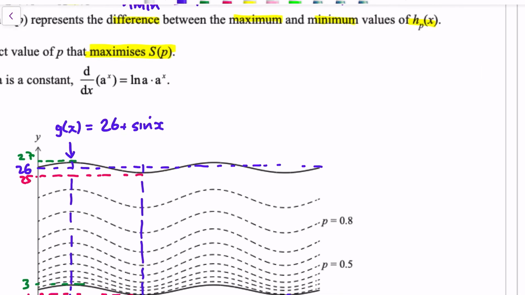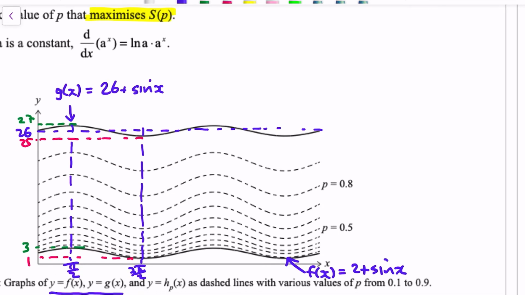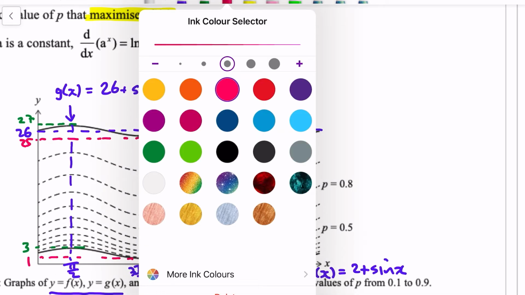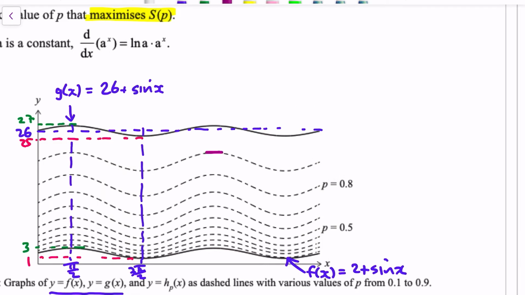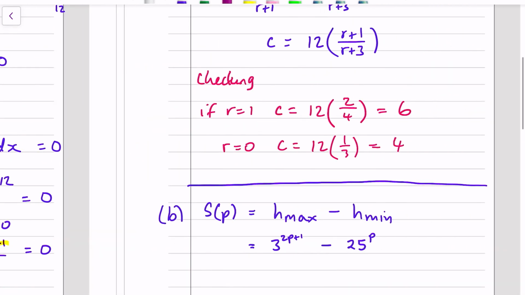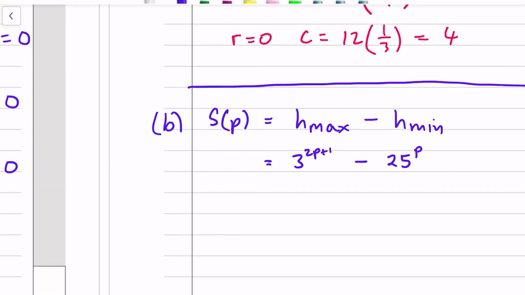And you can see from the diagram here that if we just look at a couple of cases, for example, let's look at this one here, the max and the min, the difference is that big, whereas in this value of p, the difference is that big. And somewhere in the middle here is when the difference is the biggest. So we're looking for a p-value somewhere between 0.5 and 0.8. Okay. To find the maximum value of something, we diff and make it equal to 0.